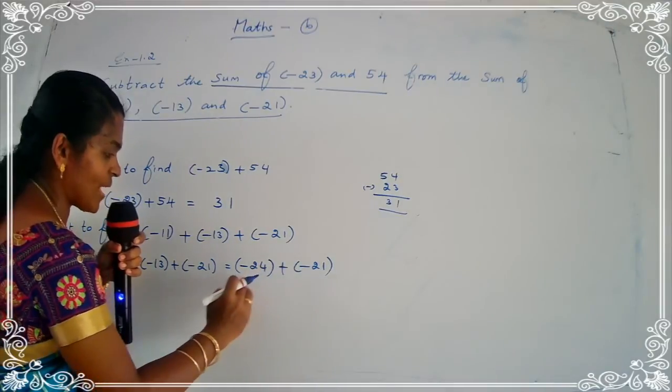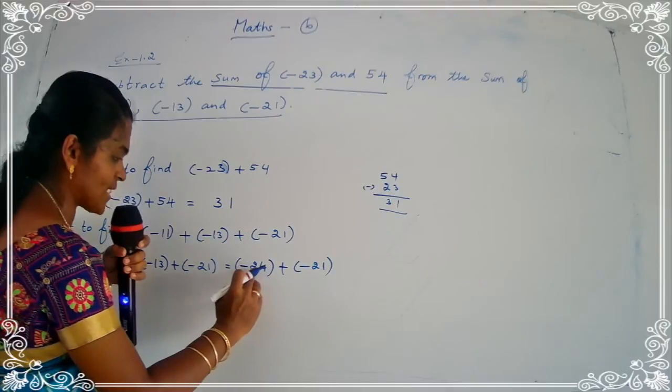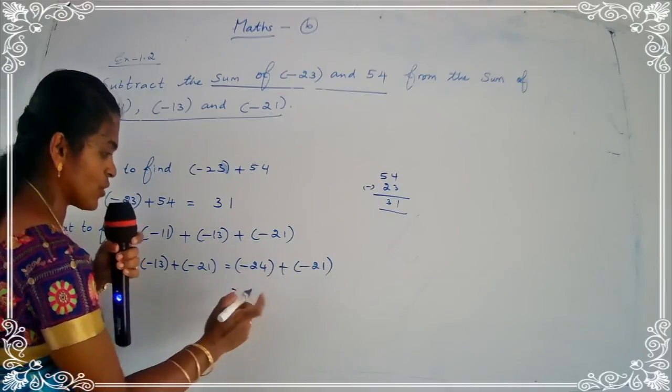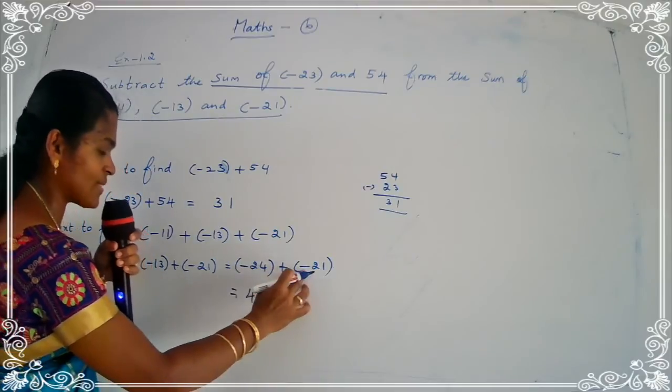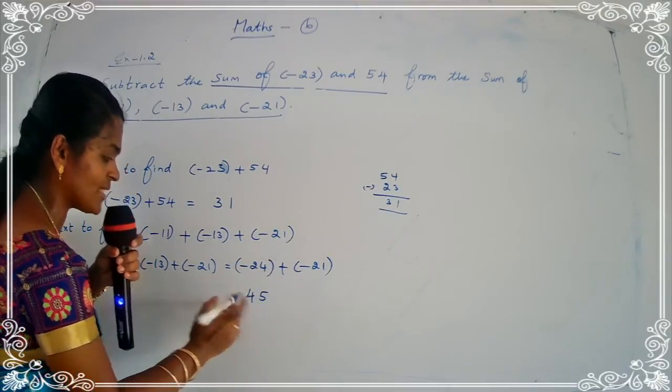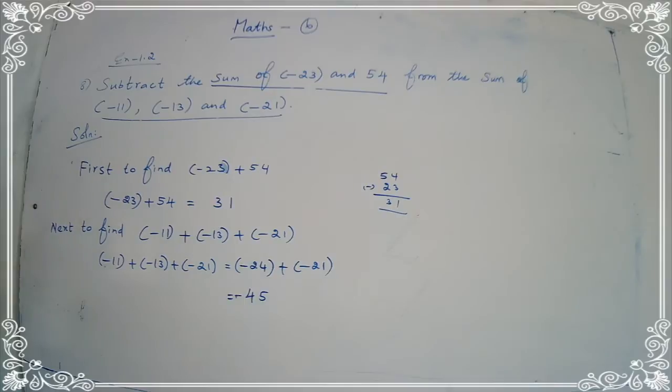Here also the same sign, so we add their absolute values. So your answer is 24 plus 21, which is 45. But here both integers have a minus sign. So that's why your answer is minus 45. So the answer of minus 11 plus minus 13 plus minus 21 is equal to minus 45. Okay children? Yes. Finally, what do you find?